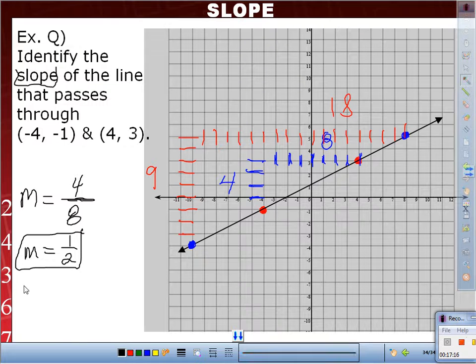So what is my slope for this one? M equals, what is the rise? 9. What is the run? 18. Can we reduce this? And what does that give us? 1/2.